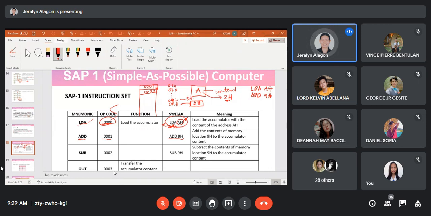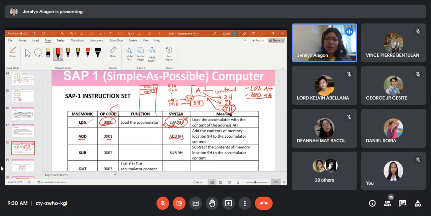5H. This means that the accumulator is already storing 2H, so the accumulator will be added with a value of 5H. That becomes a total of 7H. After this operation, the 7H, which is the sum of the two numbers, is automatically stored in the accumulator. Understood?